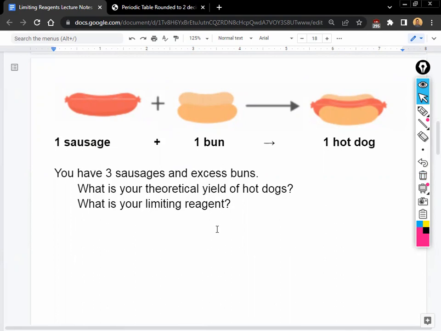Pretty easy. 1 sausage, 1 bun makes 1 hot dog, right? We all know how to make a hot dog. It probably wouldn't taste that good because you need ketchup, mustard, relish, whatever. But this is just the basic reaction.